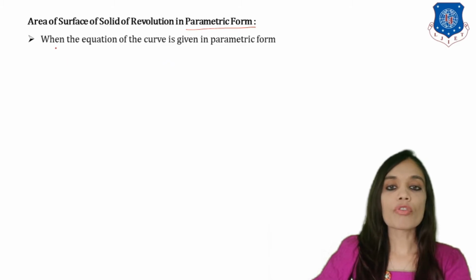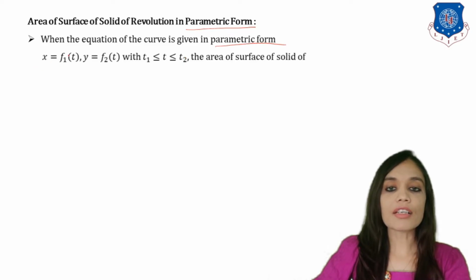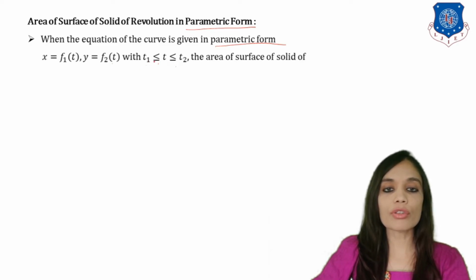So now let us study the area of surface of a solid of revolution in parametric form. When the equation of the curve is given in the parametric form, x = f1(t), y = f2(t), where t1 ≤ t ≤ t2, that is, the limits of t vary from t1 to t2.